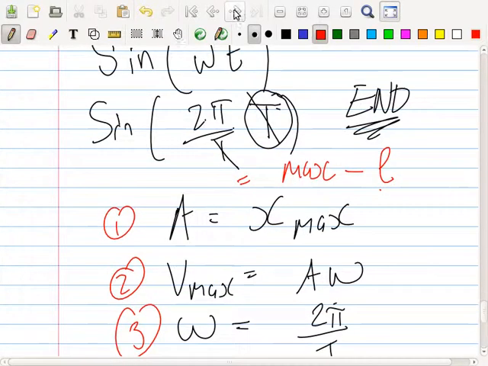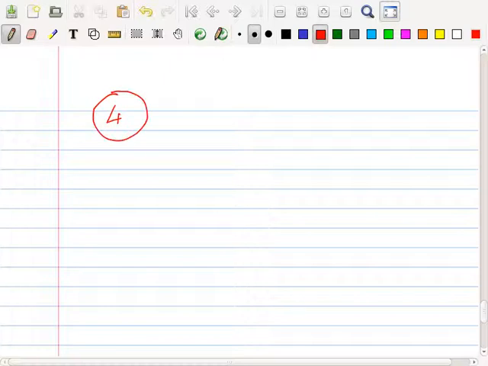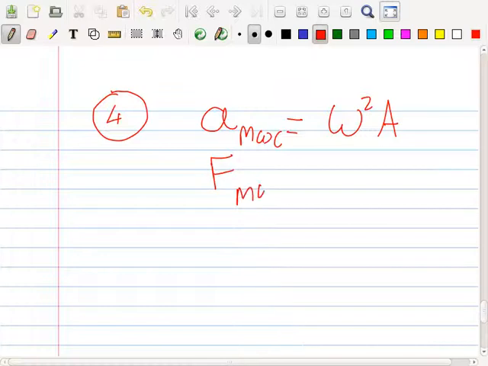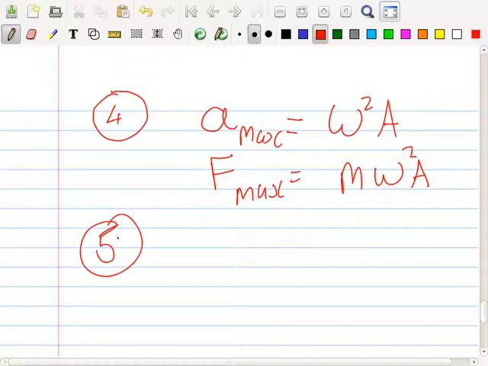Now, there's two other formulas, and I won't try to explain the proof of them. We need calculus to prove it, and we haven't done calculus in class yet. So the next formula is the maximum acceleration, and that will equal omega squared times A. And likewise, the maximum force will be equal to m omega squared A. Maximum acceleration, A max. And then the last formula is V squared equals omega squared times A squared minus x squared.